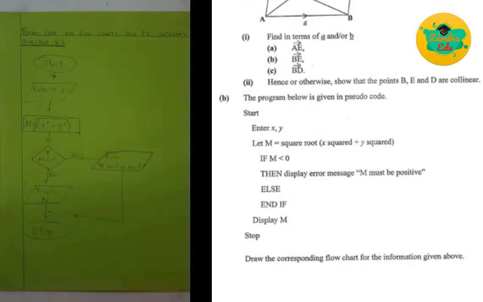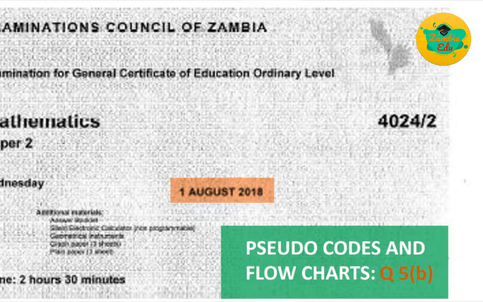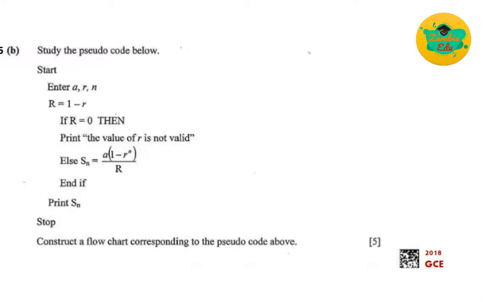Follow me closely as we do our last question under pseudocodes and flowcharts. 2018 GCE Paper 2, Question 5B. I read ahead of you. Follow closely on the screen. You're able to see the pseudocode that is there. And I read the pseudocode now.